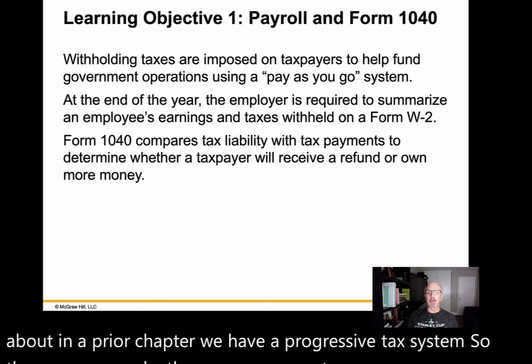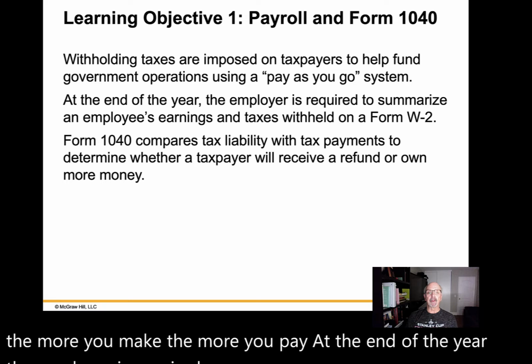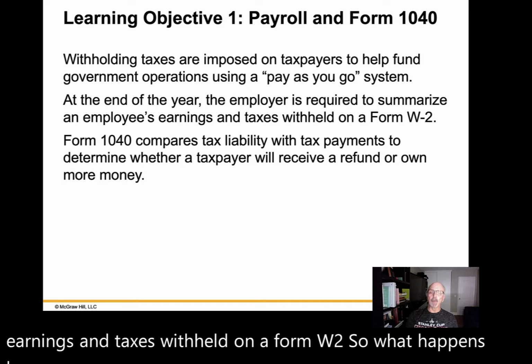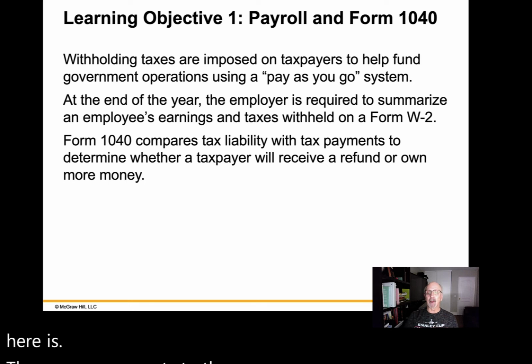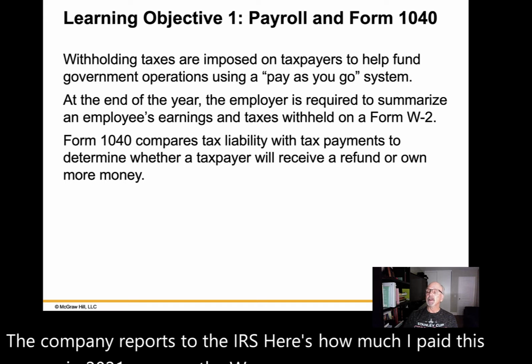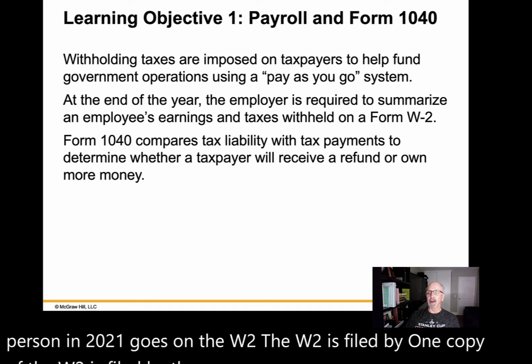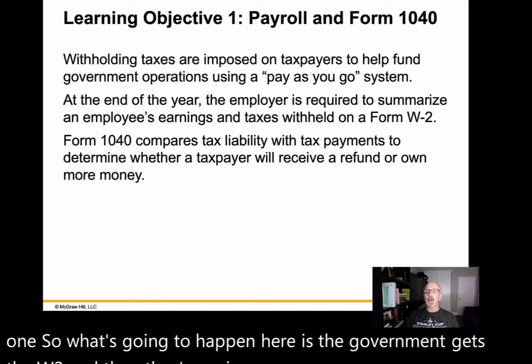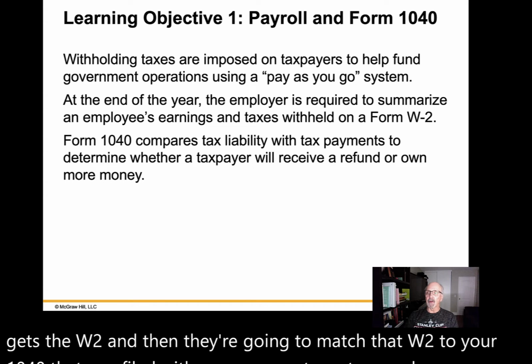At the end of the year, the employer is required to summarize an employee's earnings and taxes withheld on a Form W-2. So what happens here is the company reports to the IRS, here's how much I paid this person in 2021. Goes on the W-2. One copy of the W-2 is filed by the employer with the IRS. You get the other one. So what's going to happen here is the government gets the W-2, and then they're going to match that W-2 to your 1040 that you file as your tax return and make sure that the earnings match.